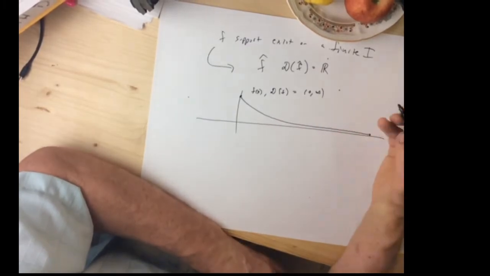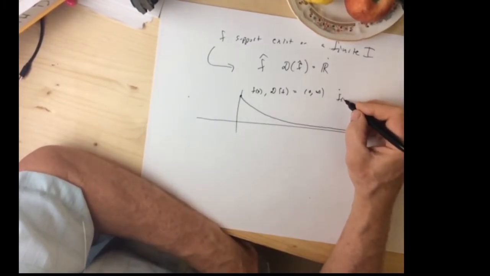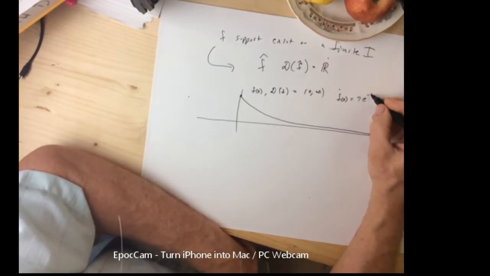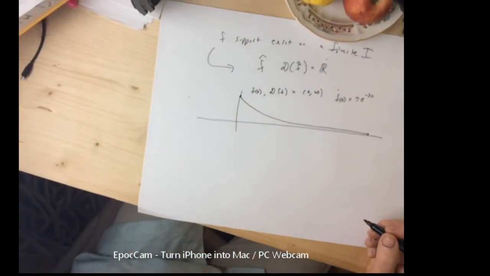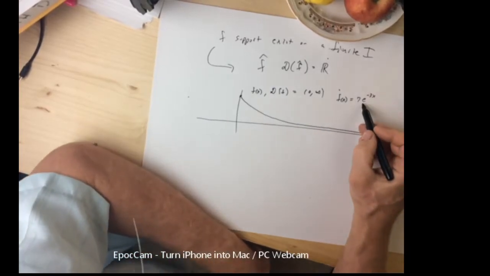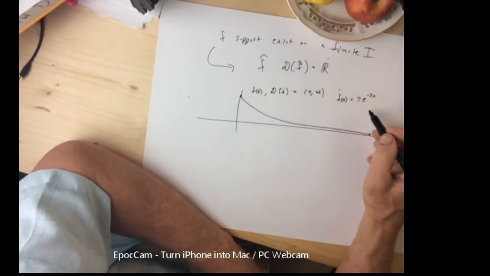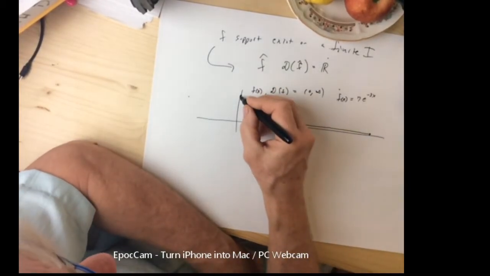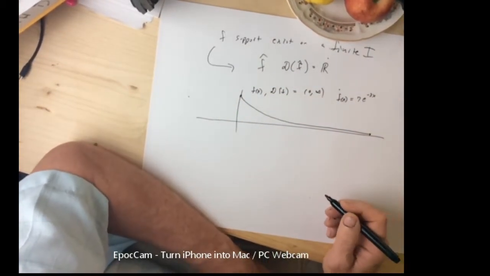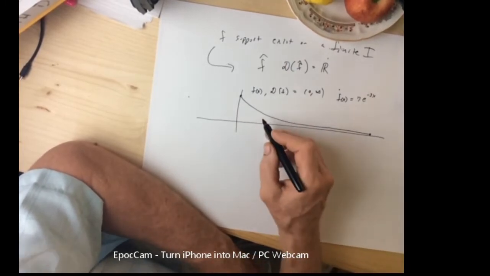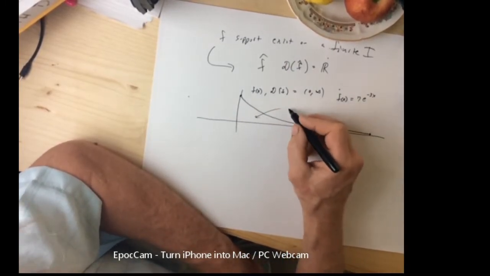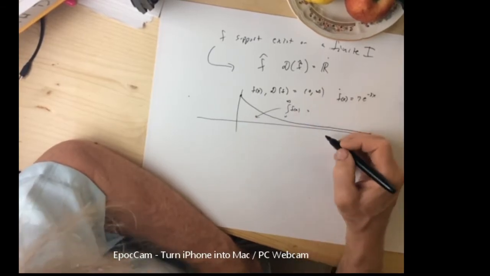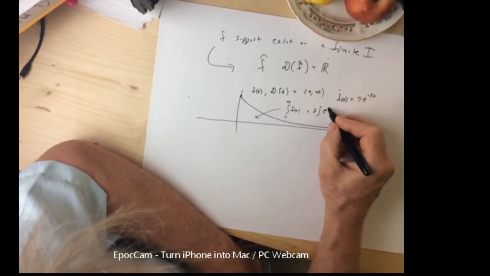One such function might be an exponential decay function. Let's do 7e to the minus 3x. Now, you know the limit of f of x as x goes to infinity is 0 because of the negative exponent. You know that its height here is 7. You also know that you can do the integral of this on 0 to infinity, and the 7 comes out.